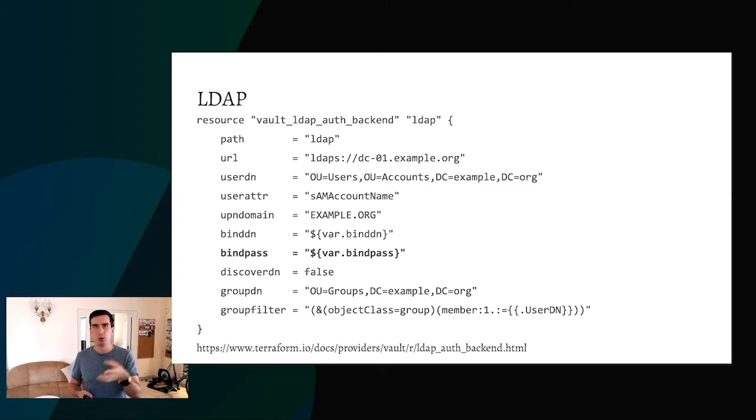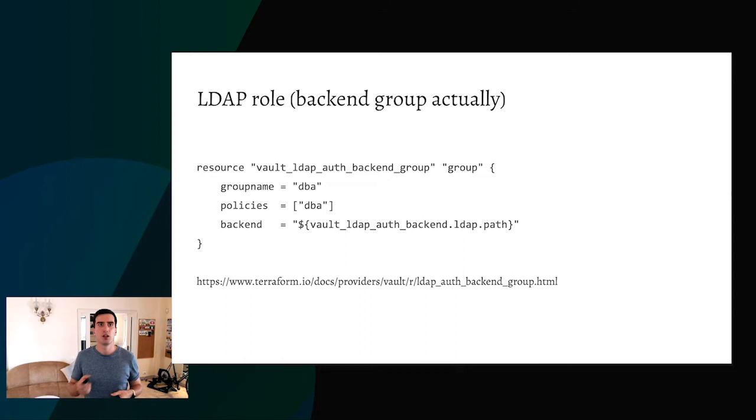Keep in mind that all secrets that you share with Terraform will stay in Terraform states, and you need to protect Terraform state. This is an LDAP role, which is a backend group actually. The purpose of this is to map the LDAP group to the Vault policy. So for instance, in this example, if a person is in the DBA LDAP group, it will get the DBA policy attached to its token when it's logging in.